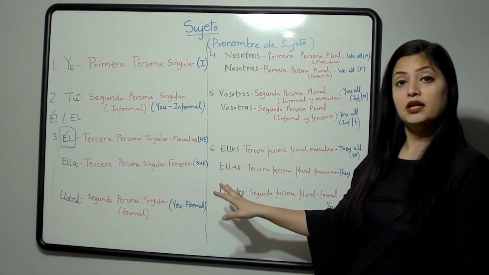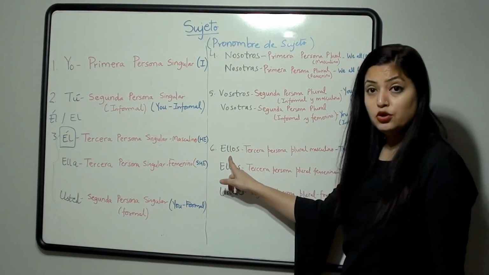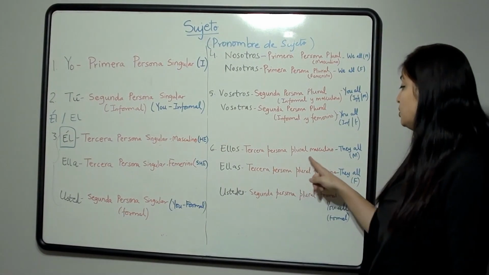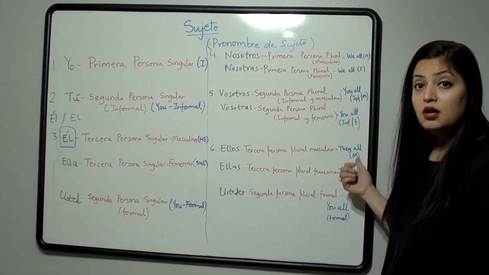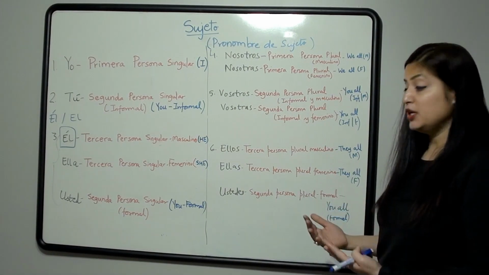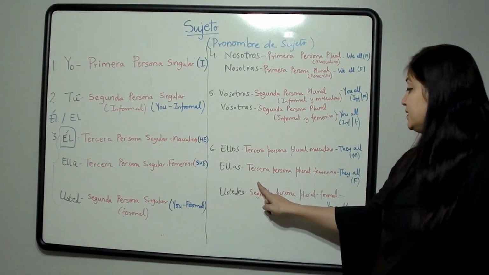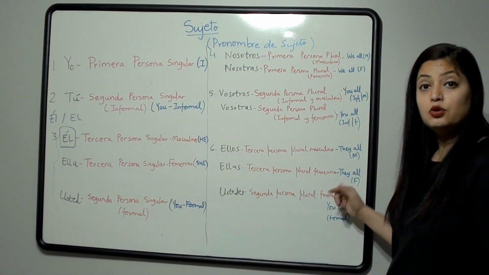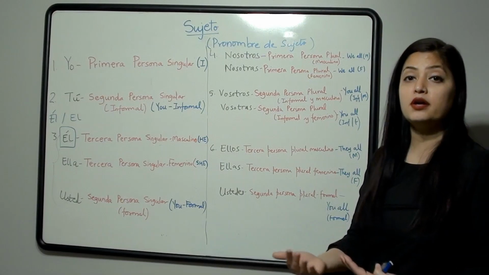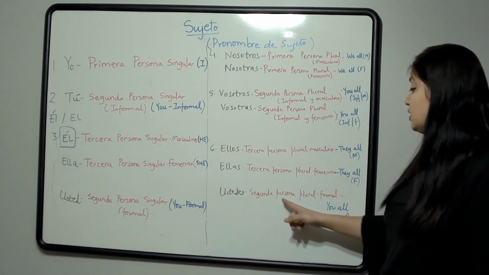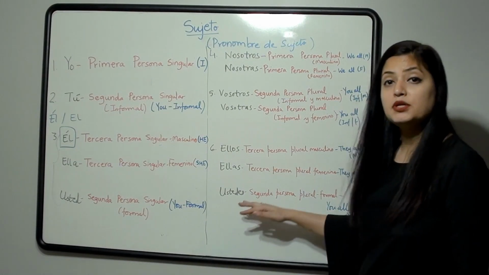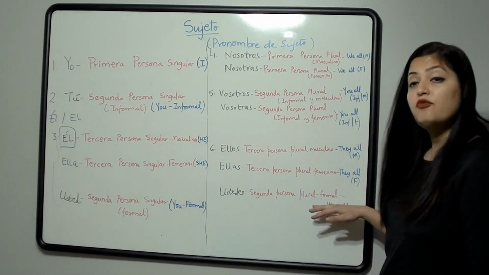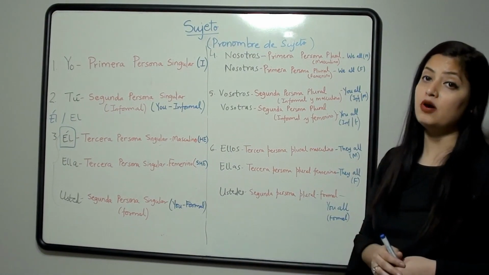The last category of sujeto is ellos, which is tercera persona plural masculino, "they all", for a masculine or a mixed group. Ellas, tercera persona plural femenino, "they all", only for a feminine group. Ustedes is segunda persona plural, it is second person plural but formal. So "you all" in a formal setup.